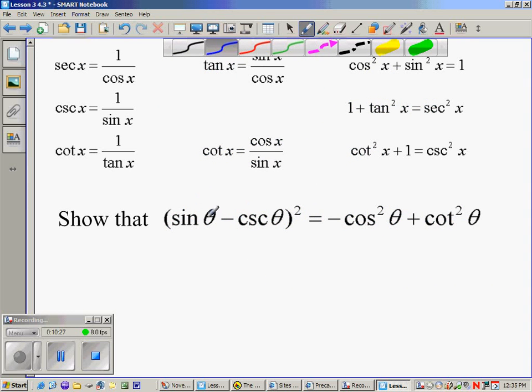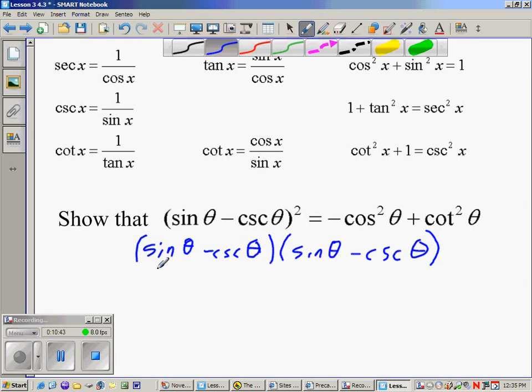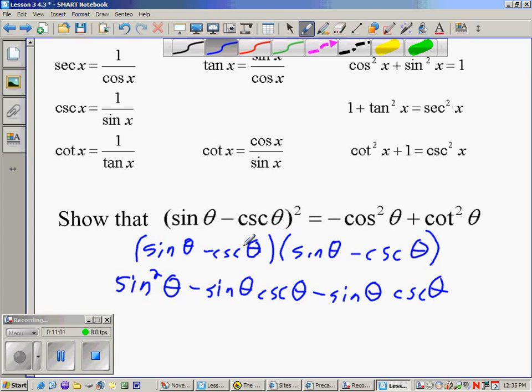Alright, last problem of the day. We want to multiply this out. Sine theta minus cosecant theta times sine theta minus cosecant theta. Now if we multiply this out, sine times sine is sine squared theta. This would be a minus sine theta cosecant theta. This would be another minus sine theta cosecant theta. And then this would be a plus cosecant squared theta.